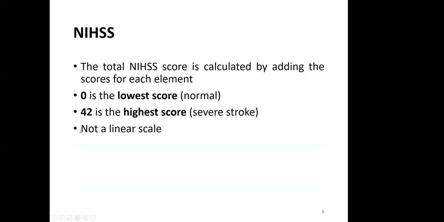But bear in mind, NIHSS is not a linear scale. A linear scale means that the higher the score, the more severe the stroke. With NIHSS, after a certain score, the patient is already pretty severe. So it will come to a plateau. It's not linear, going straight up like that. It will come to a plateau.